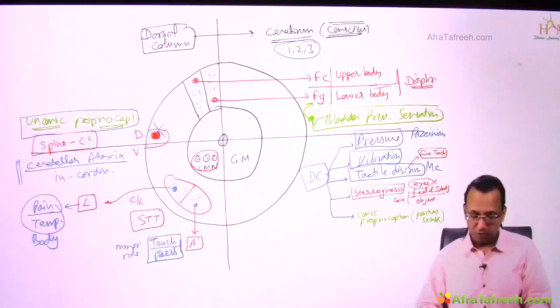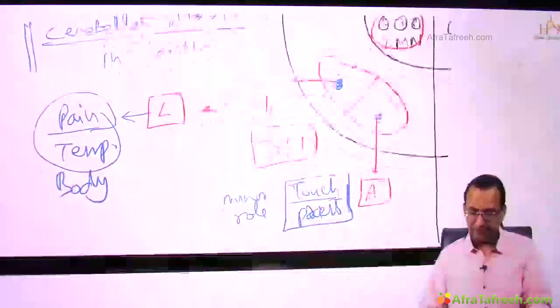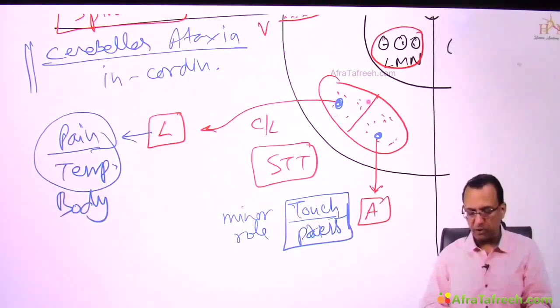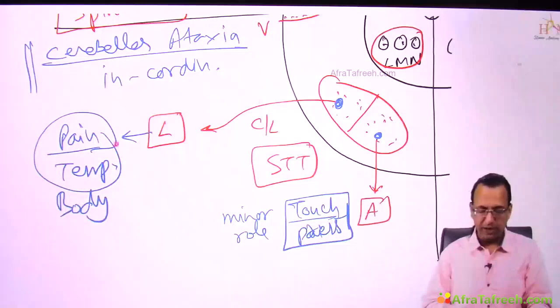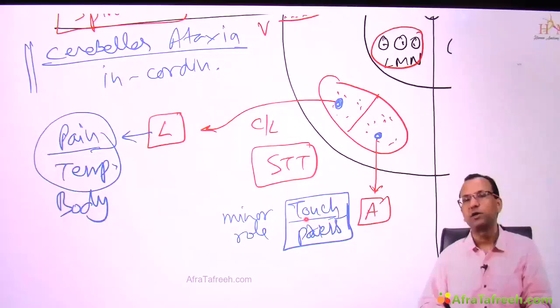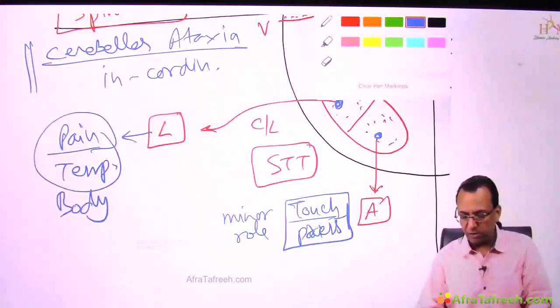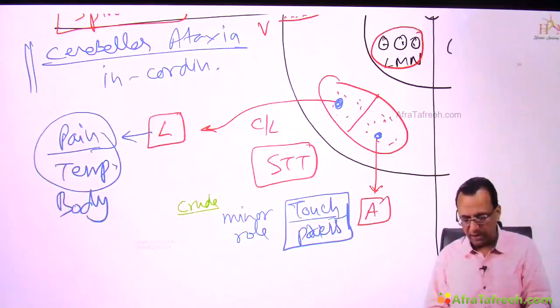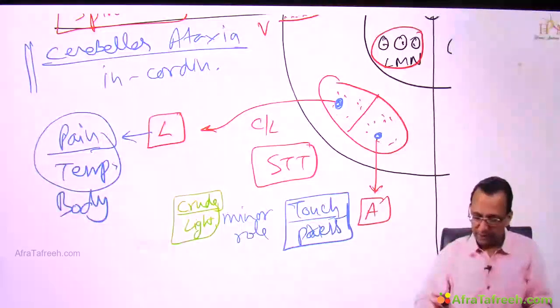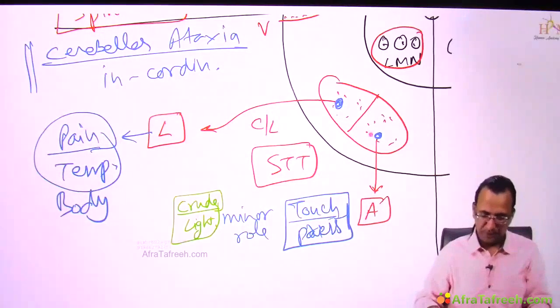So you're talking about the spinothalamic tract here? Yes. There is a contralaterally running spinothalamic tract, the lateral spinothalamic tract, which is carrying pain and temperature of the body. And then there's the anterior spinothalamic tract, which is carrying touch and pressure, which is already carried by the dorsal column, but it has some minor role. What is this minor role? Actually, you are talking about crude sensation and light sensation. Crude touch, light touch, like take cotton and touch, that is light touch sensation, crude touch sensation carried by the anterior spinothalamic tract.